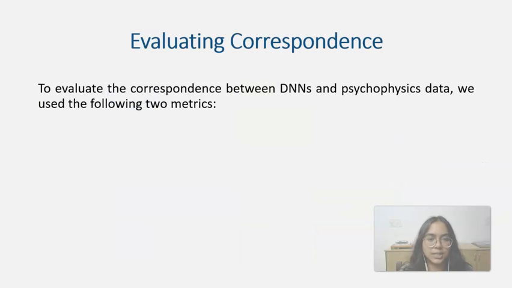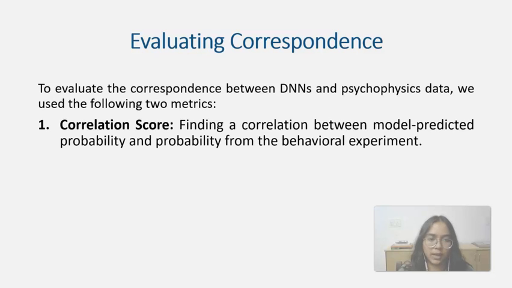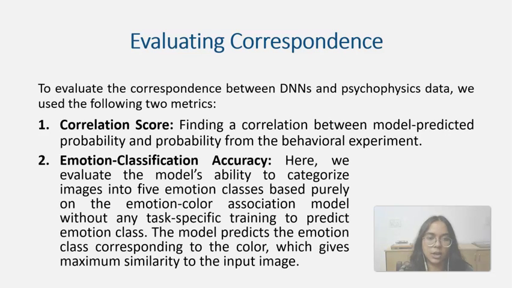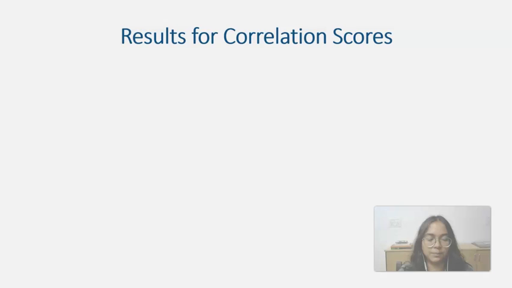Now we see the correspondence between the computation models and psychophysics data through 2 metrics. 1. We find correlation scores between predicted and experiment probabilities. 2. We evaluate models' ability of categorizing images into 5 emotion classes. The models do not undergo any task-specific training, and the predicted class is the emotion associated with the color with maximum similarity. Results for the correlation scores are as shown.